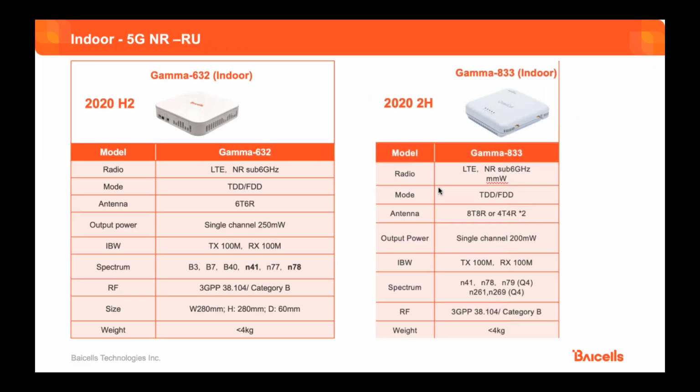Let's take you through some of the 5G radios that we currently have, and that we're also developing, expecting them next year. We have the Gamma 632. Gamma is our trademark for 5G radios. These are indoor radios. This one right here is dual mode, so it will handle your existing LTE traffic, and it will introduce 5G sub 6 gigahertz.